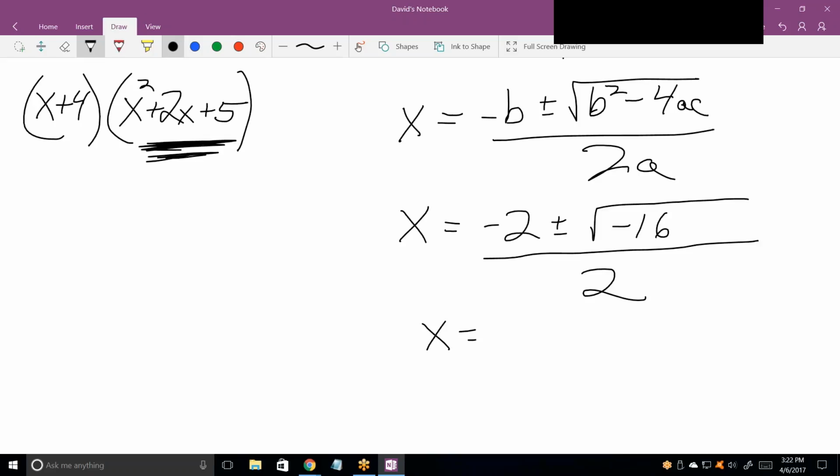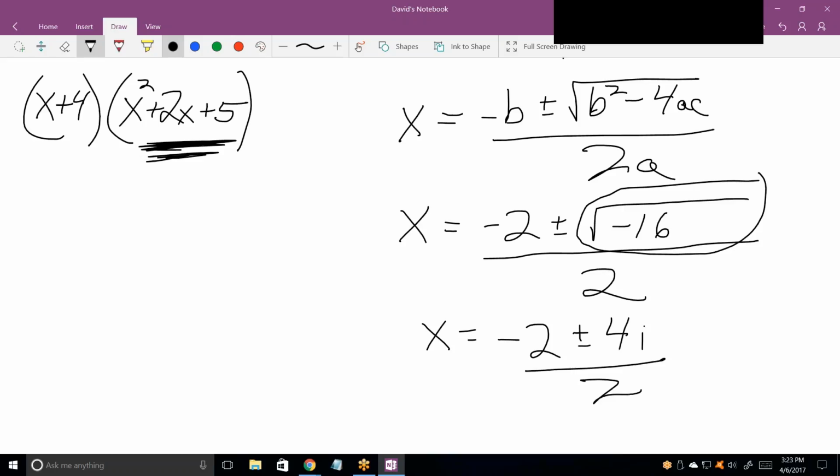So I would do this one step at a time also. Do that first. That's 4i, right? So it's 2 plus or minus 4i over 2. So that's equal to what? And then, can you simplify that? Divide top and bottom by 2.